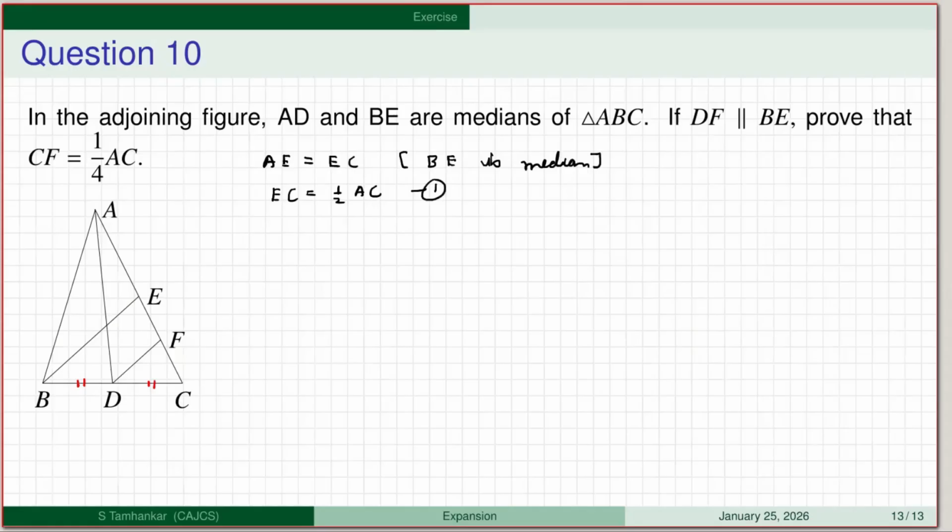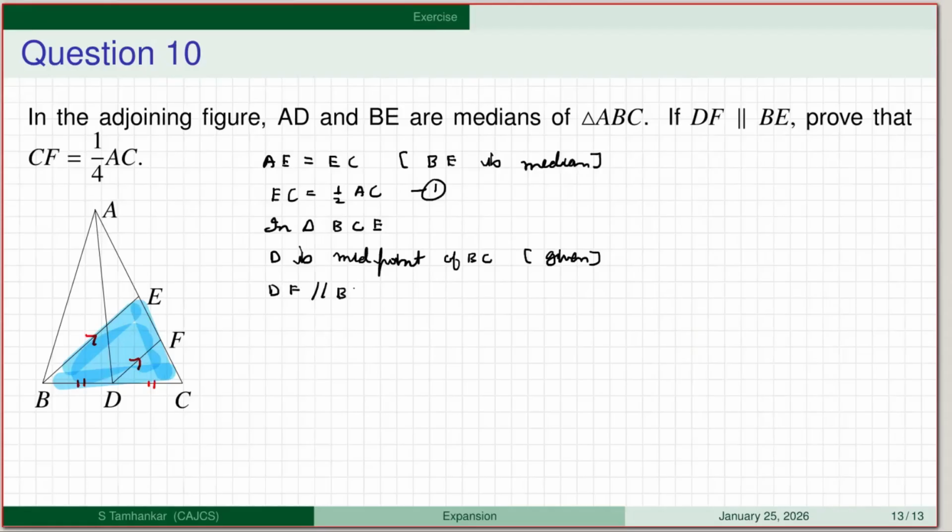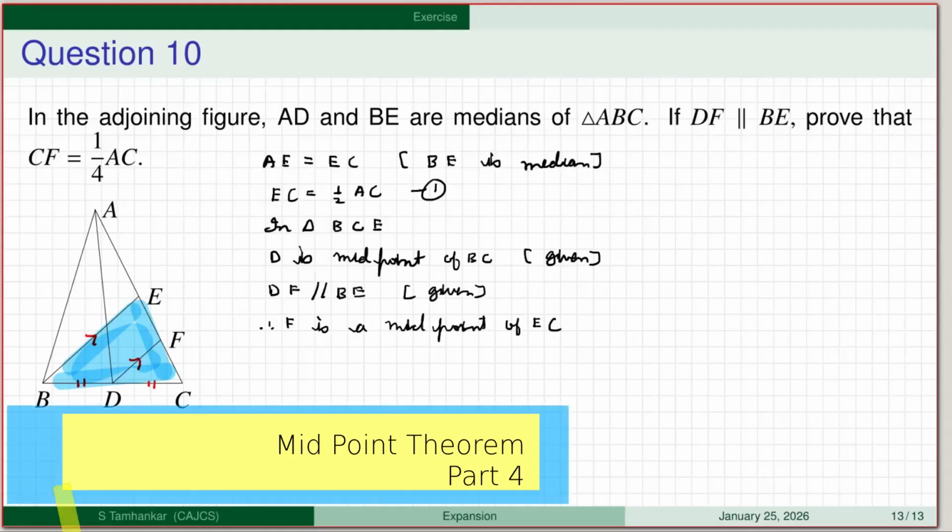Fine. What else is given to us? The information is that DF and BE are parallel. Okay, so they are parallel. So now I'm going to look at this triangle. Okay, let me show you. So I'm going to talk about this triangle here. D is midpoint of BC. This is given to us. You have DF parallel to BE. This is also given. So therefore you get F is a midpoint of EC.